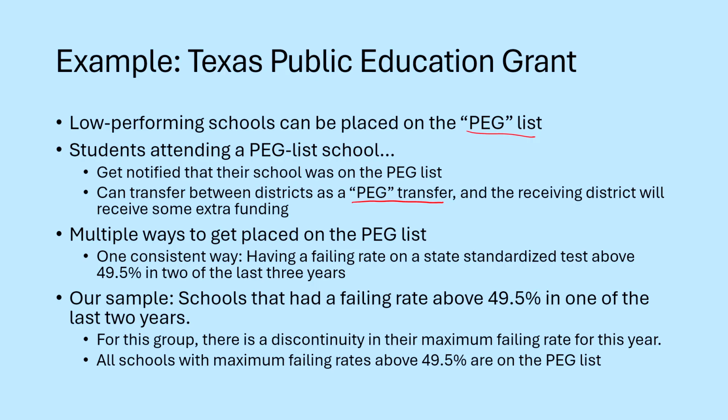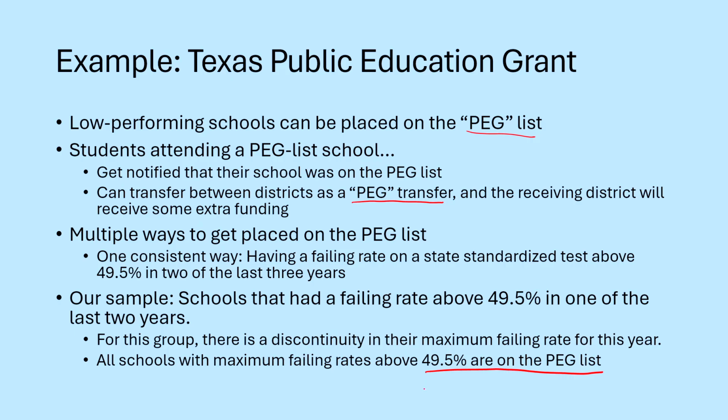But you likely didn't have to think too hard because the example or the answer is right there at the bottom of the slide. So what we're going to do to use the fuzzy regression discontinuity method here is limit our sample to schools that had a failing rate above 49.5 in 1 of the last 2 years, just 1 of them. Then we're going to look at this year. And if those schools have a failing rate above 49.5% this year, then they're placed on the PEG list. So we're only looking at schools that were on the PEG list in 1 of the last 2 years. For all of those schools, if they fail again this year, they're going on the PEG list.